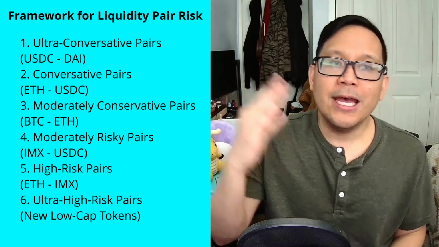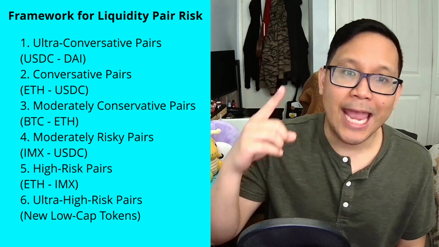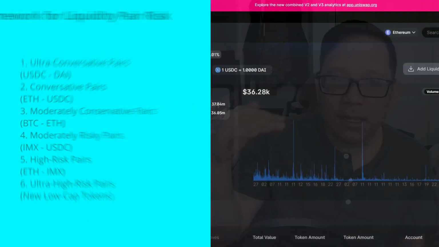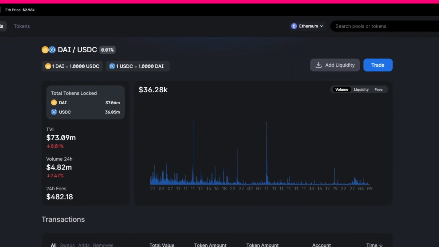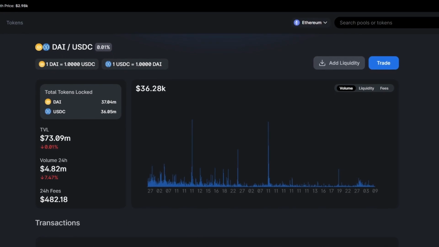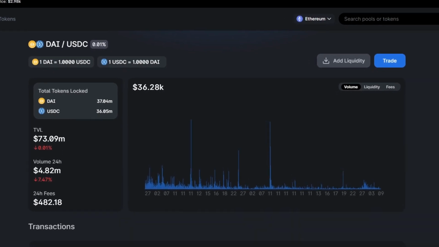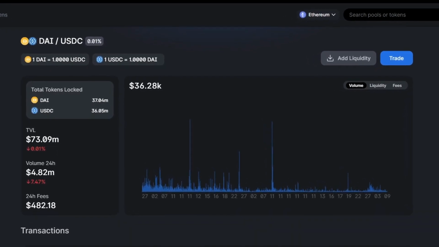Ultra conservative pairs, the example that I gave was USDC and DAI. This risk level is low, and the characteristic of this is both assets are stable coins that are pegged to stable values like USD, minimizing the risk of impermanent loss due to price volatility. And it's ideal for those who are extremely risk averse and want steady, predictable returns, but returns can be low because there's not big fluctuations, and there's a lot more people providing into these pools.